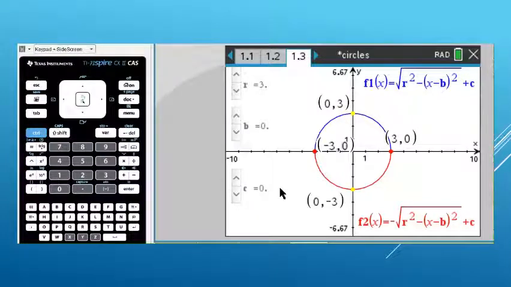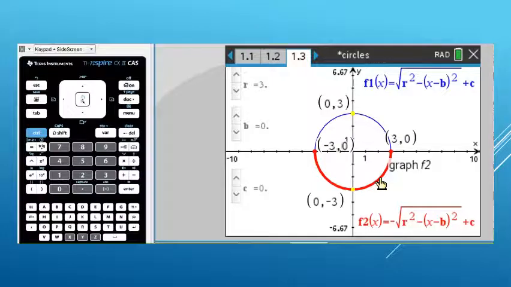So you can see that if the radius is 3 and the centre is at (0, 0), the points with the 3s in: (3, 0) going to the right, straight up (0, 3), to the left (−3, 0), and (0, −3). The red part of the circle here is the bottom half of the circle. The equation would be y equals negative the square root of 9 minus x squared.